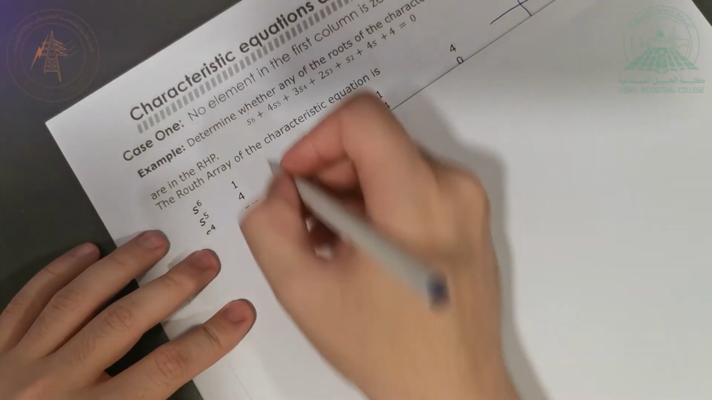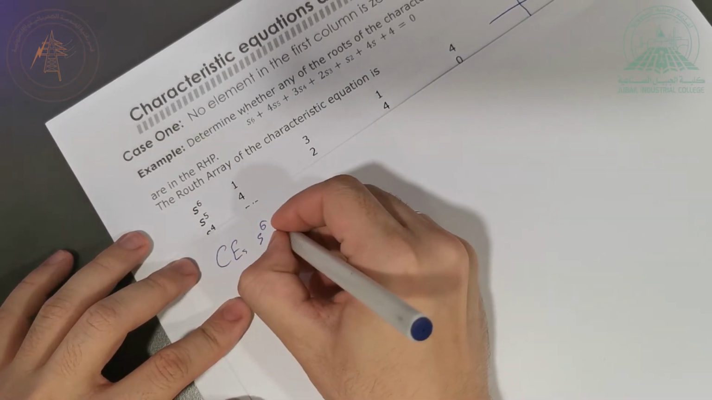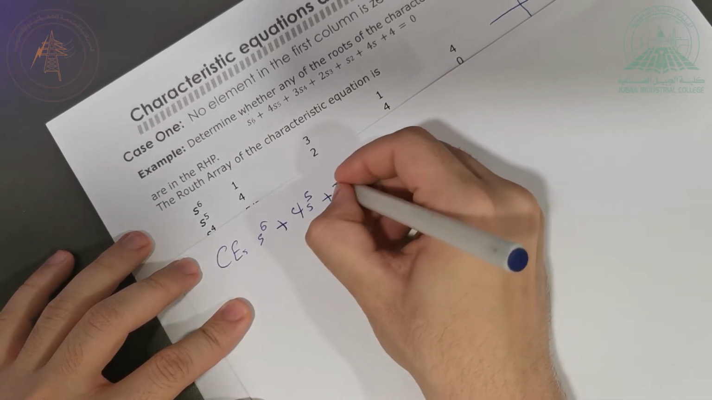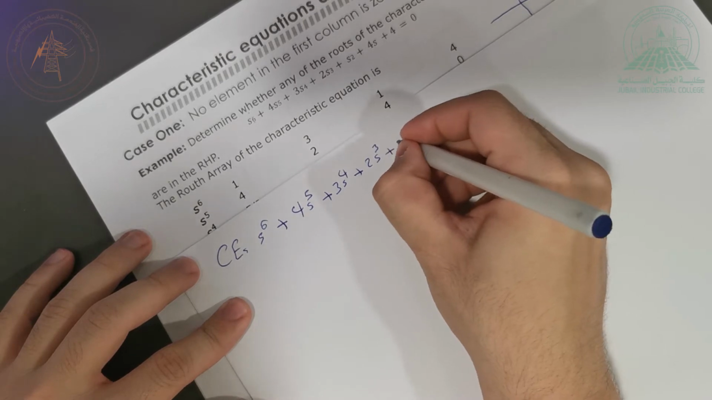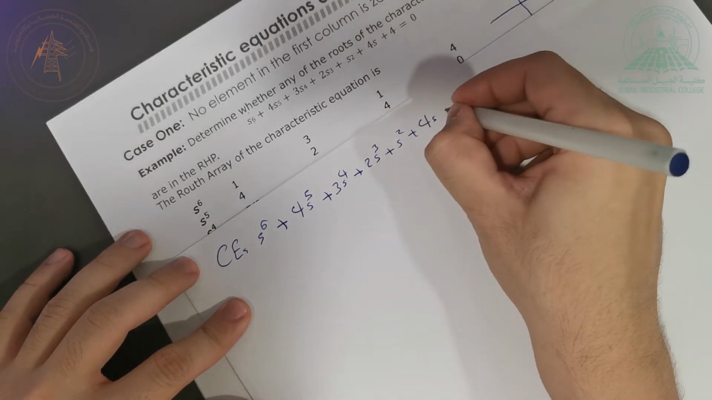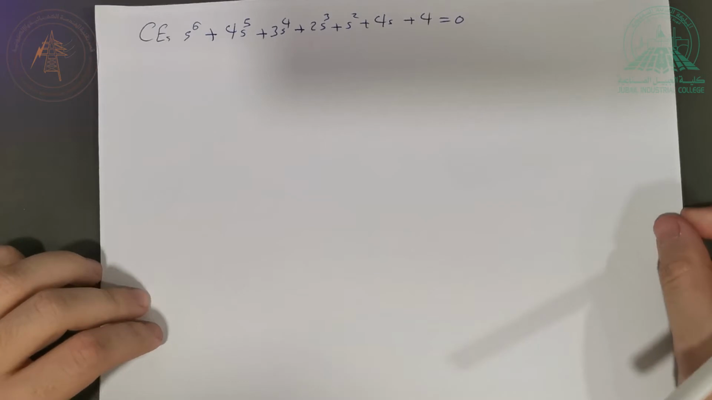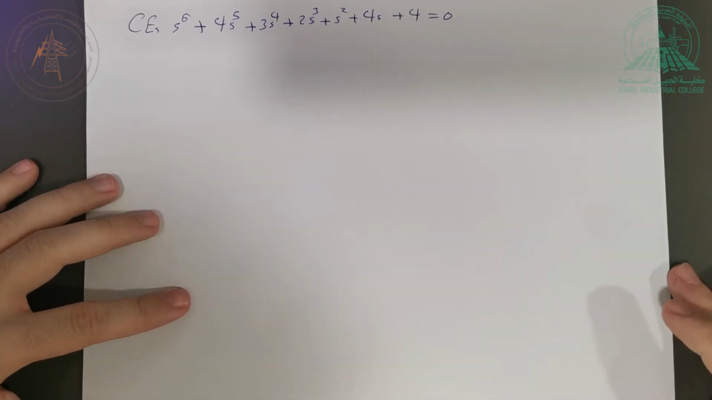So I'm going to just copy the characteristic equation here. It says s to the power of 6 plus 4 s to the power of 5 plus 3 s to the power of 4 plus 2 s to the power of 3 plus s squared plus 4 s plus 4 equals 0. Now pay attention, guys. The technique is very simple. If you just focus once, you can get it.